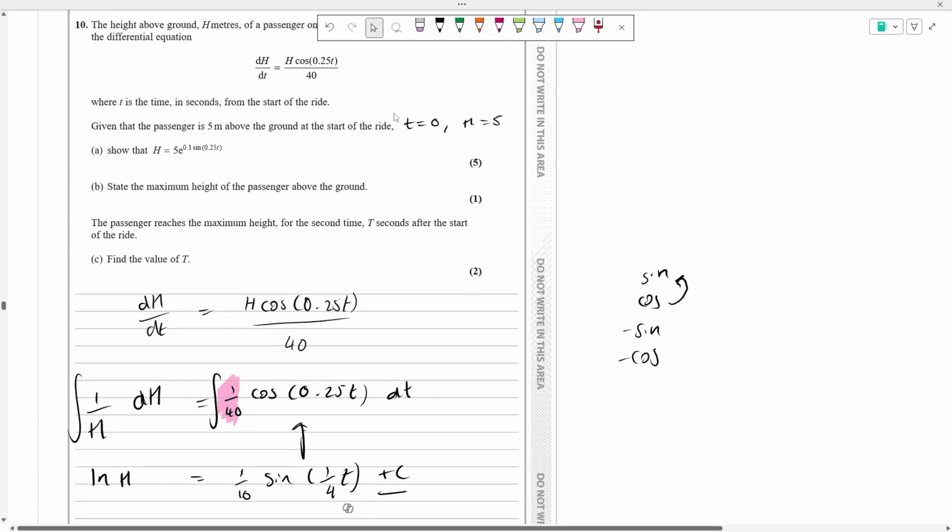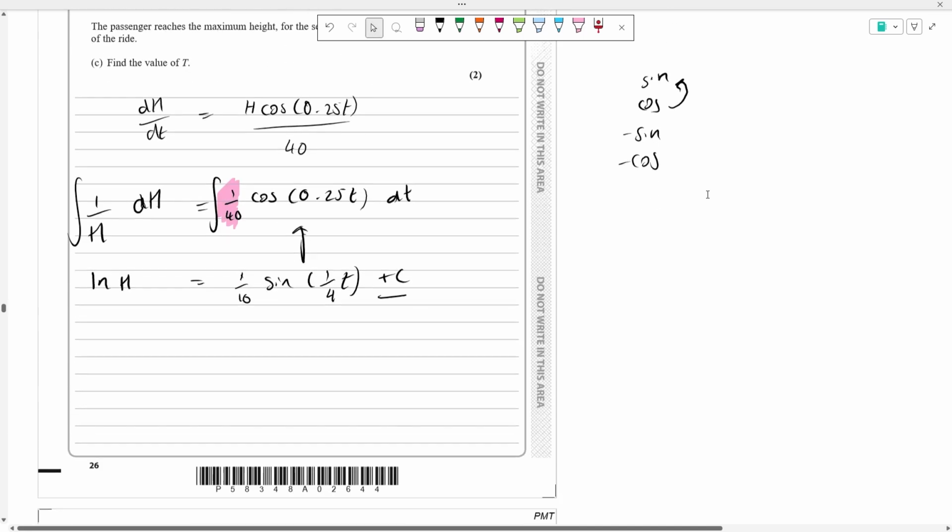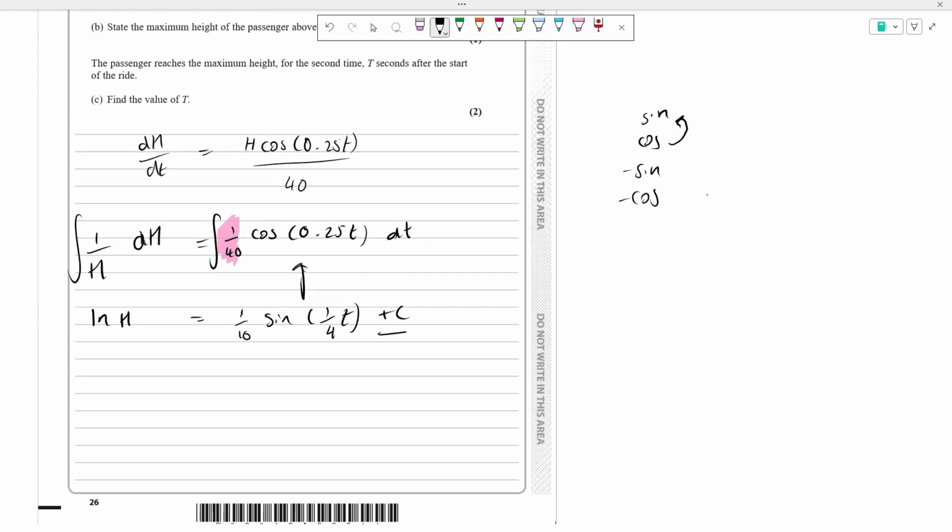Cool. We know that when t is 0, h is 5. I'm going to substitute that in. So when t is 0, h is 5. ln of 5 is equal to, well, this is just 0, so all of this part goes to 0. So this is just going to be c. Cool. So now what we have is ln h is equal to 1 over 10 sine of a quarter t plus ln of 5.